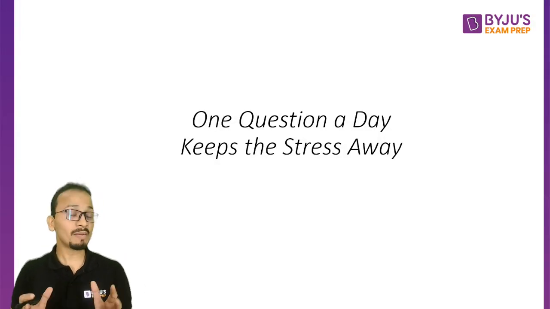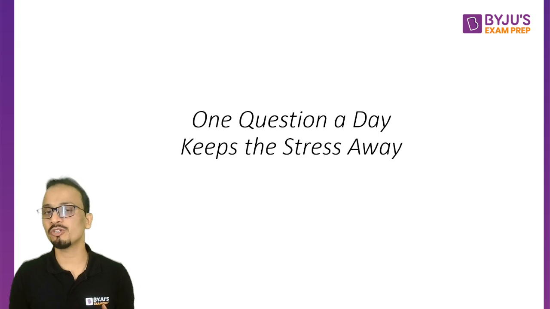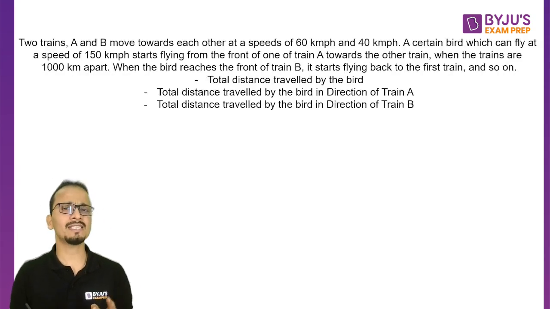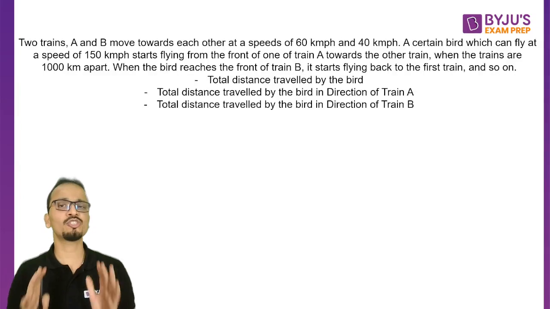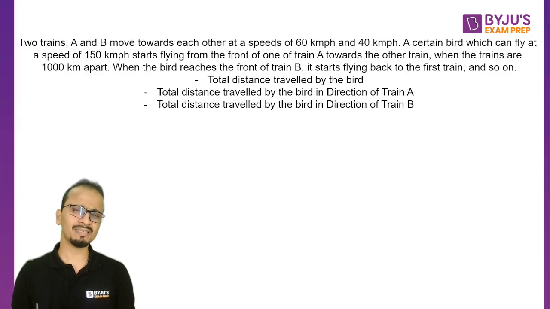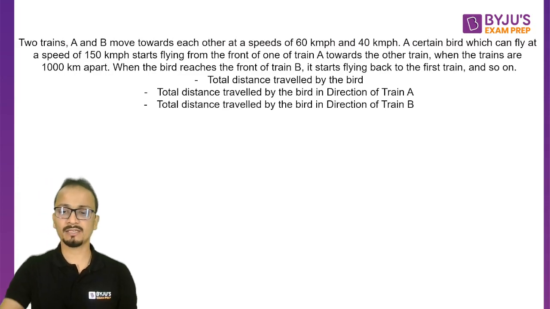Hello friends, today I'm going to discuss a shortcut technique for a very important and common question that you will find in CAT. This is the question where there are two trains moving towards each other and a bird flying between the two trains till they collide. We'll have to find the total distance traveled by the bird, which is very simple, but the next two parts are not that easy. So I'll be telling you a shortcut for that.